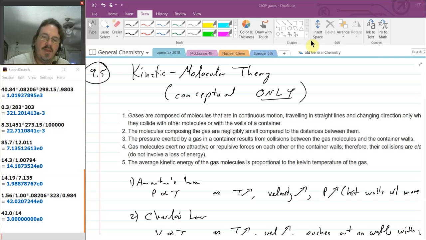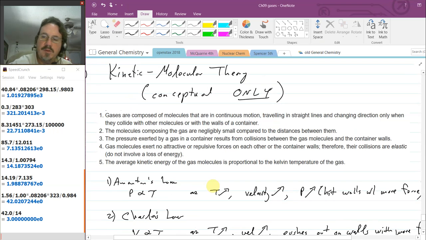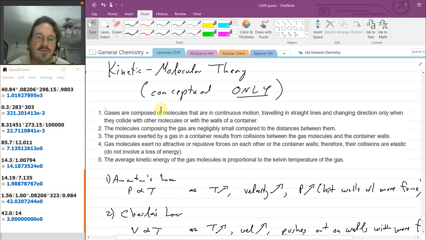All right. The model, the theory, has these 5 postulates here. This I picked up and just copied directly from the textbook. Number 1, gases are composed of molecules that are in continuous motion, so they're always just bouncing around in the container. They travel in straight lines and they change direction only when they collide with something else or with the walls of the container. So there are billiard balls just going all over, but in 3 dimensions, bouncing off the walls, bouncing off each other. They're moving in straight lines, and they're always moving. They always have some kinetic energy.